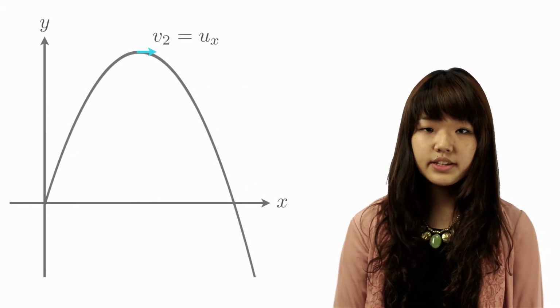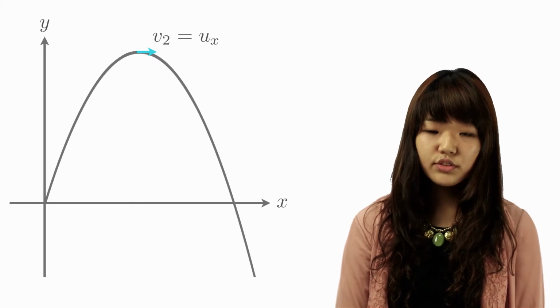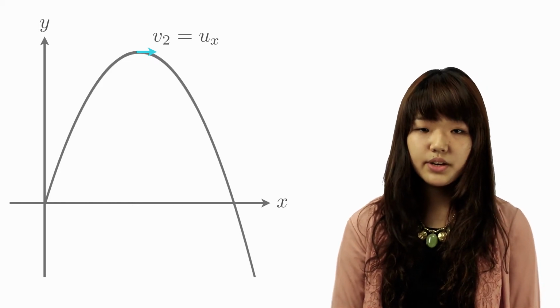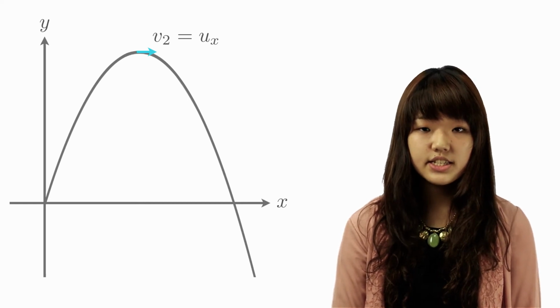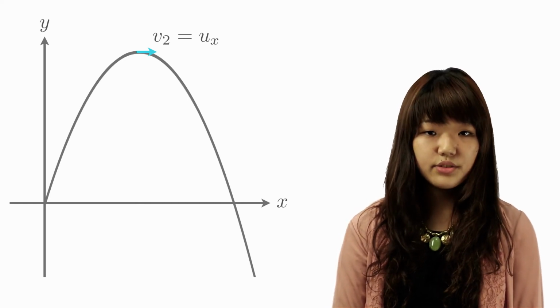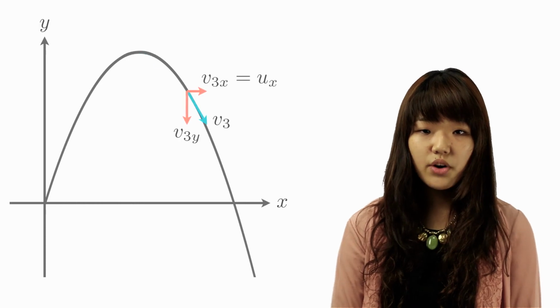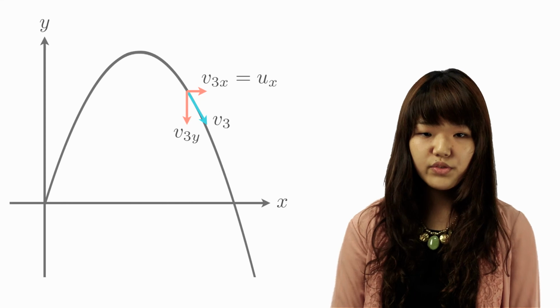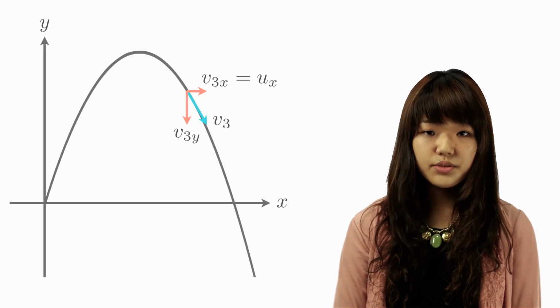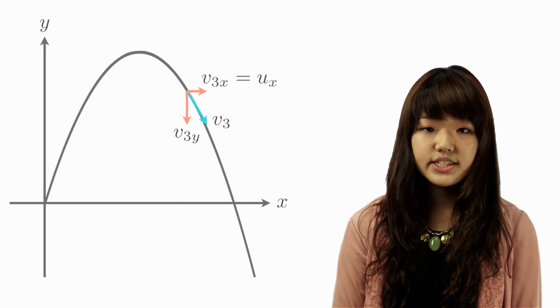And at the highest point, note that my overall v is just equal to ux, because at this point of time, my instantaneous vertical velocity is 0, but this does not mean that there is no acceleration. From this point onwards, the object will travel downwards, and when we resolve it, vx is still equal to ux, but now vy changes direction.